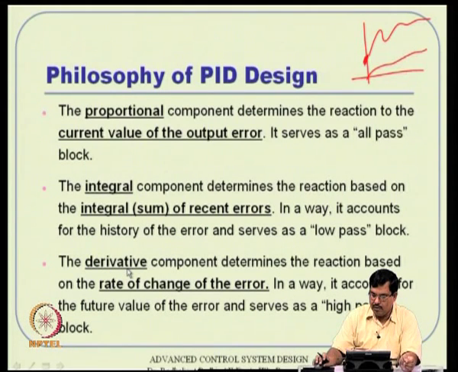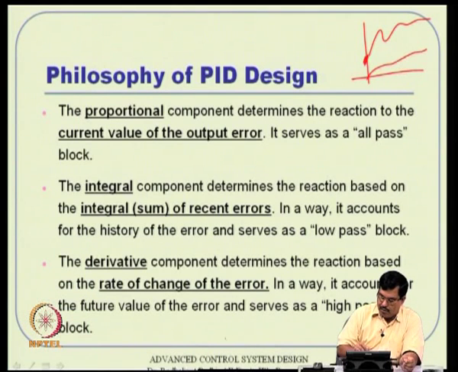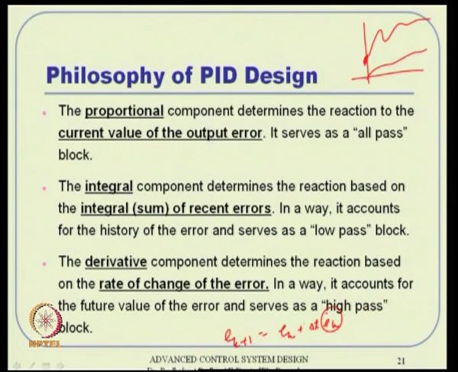The derivative, however, is fast reacting and it manipulates the rate of change of the error. So, in a way it accounts for some future value of the error, because if you use the Euler integration formula, it tells us that E k plus 1 is E k plus delta t into E dot k, and this E dot k is the derivative component. By knowing this current value and this derivative component, I can predict roughly what will happen to my error at k plus 1. So, I am using this property ahead of time. Essentially it accounts for some sort of a future value of error and serves as a high pass block. So, proportional is an all pass block, integral is some sort of a low pass block, and derivative is some sort of a high pass block.